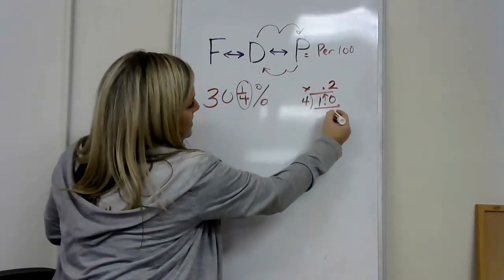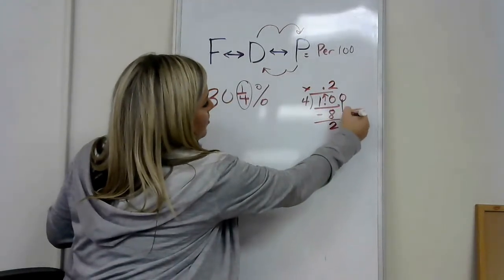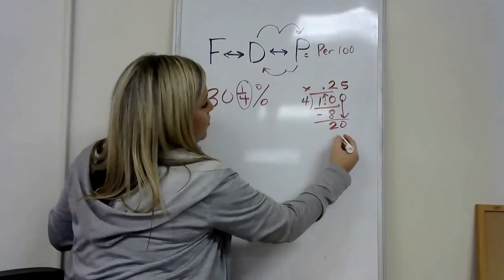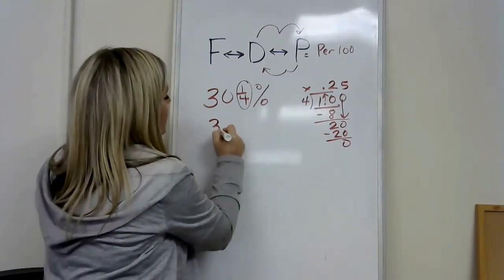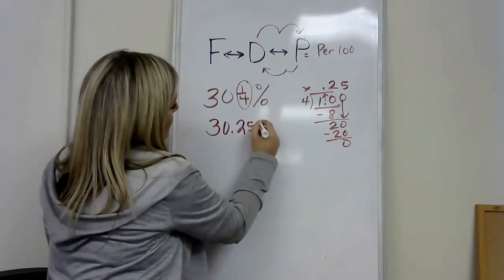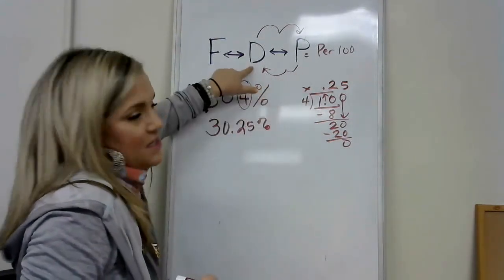2 times 4 is 8. 10 minus 8 is 2. Add a 0, bring it down. 4 goes into 20 5 times. 5 times 4 is 20. 20 minus 20 is 0. Okay, so now, still in percent form, 30.25%. Now, we're going percent to decimal.